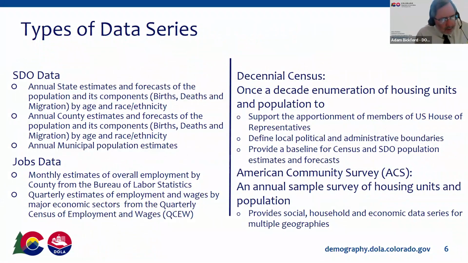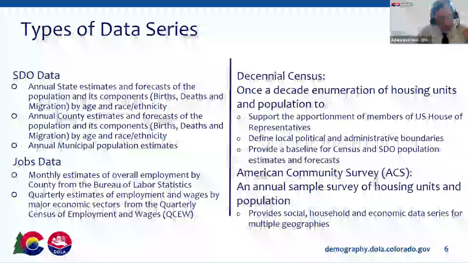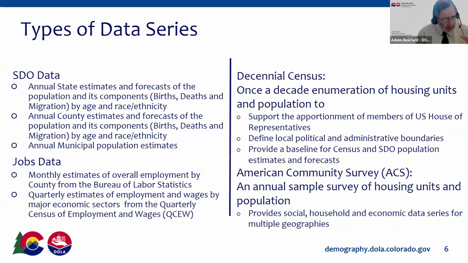So typically, we have four types of data that are available on our website for very general data series. The first one are annual state and county population estimates and forecasts, and also annual municipal population estimates. So that information is updated every year. Typically, they are released when we conduct the State Demography Summit in November.